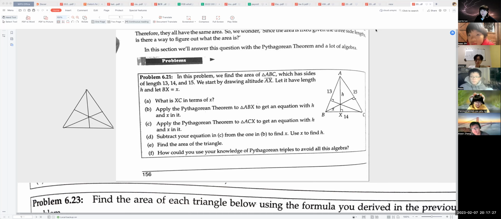Okay, everybody, I'm going to start to do that. They want to know what CX is in terms of X. 很简单, 14 minus X. Everybody, I want you to start to build a strategy, because when you learn grade 10 trigonometry, there are a lot of questions where you don't know any of them, but you can create a variable and just use the variable to represent a lot of things.